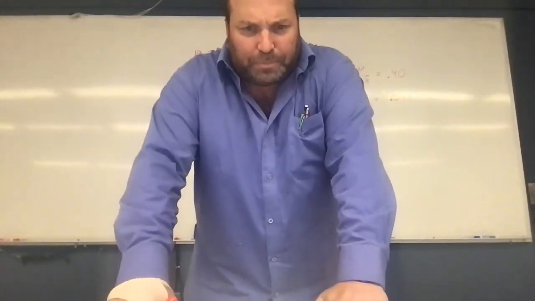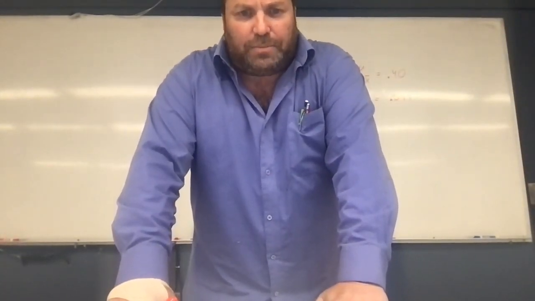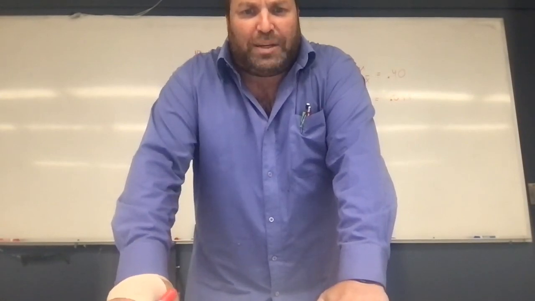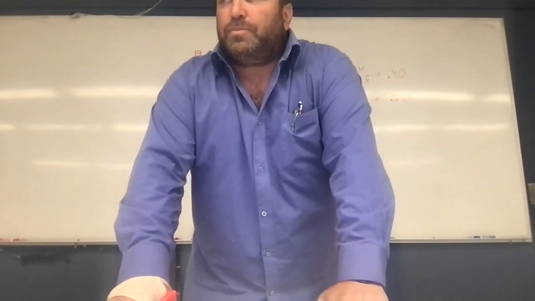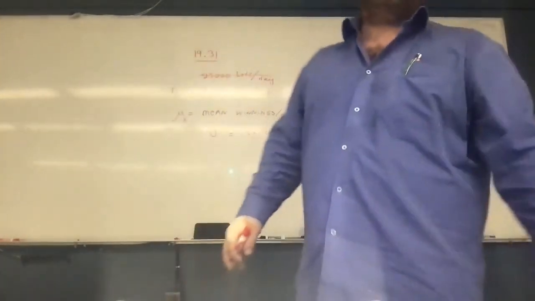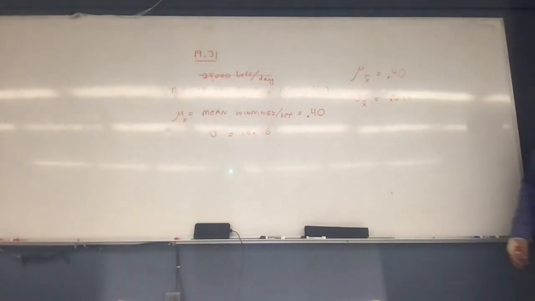All right, so what is the probability that his average winnings per bet will be between 30 cents and 50 cents? What is the probability that his average winnings per bet will be between 30 cents and 50 cents?